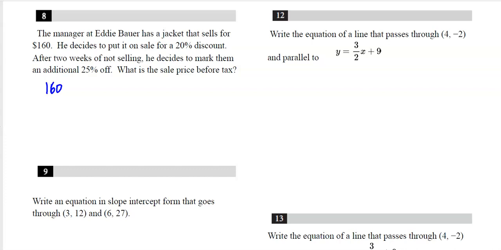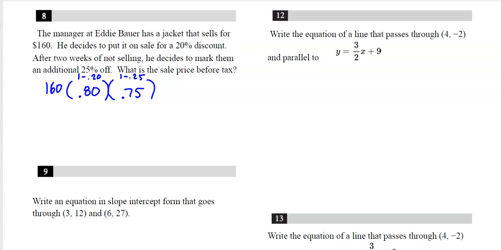So there's my starting price. Put it on sale for 20% off. So if I want to do 20% off, I've got to do 1 minus 0.20. That means I'm paying 80% of full price. Now, after that, we apply another discount, another 25% off. So 1 minus 0.25, which means I'm paying 75% of that new price.